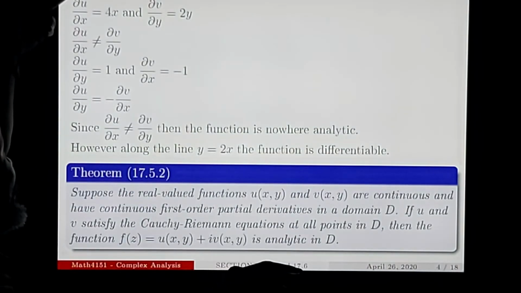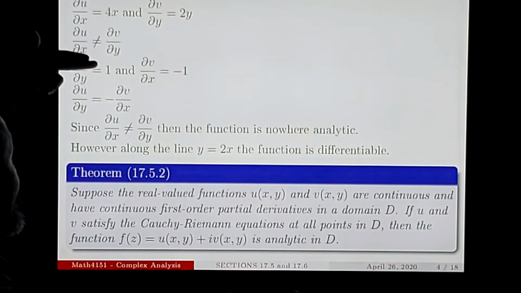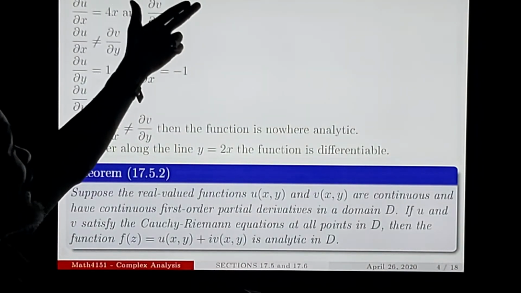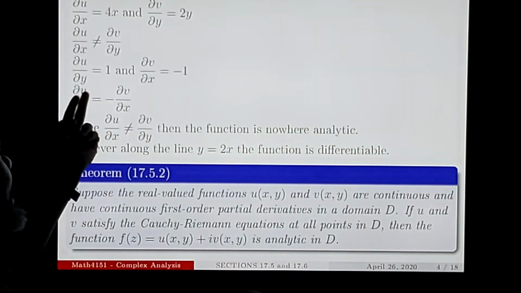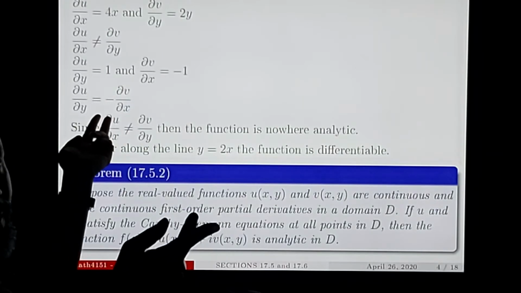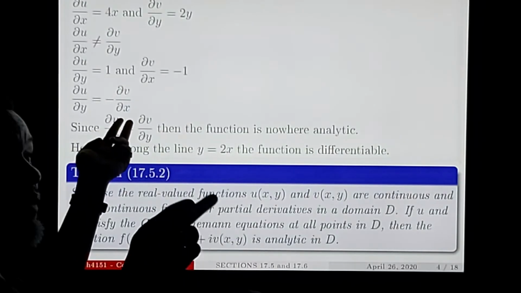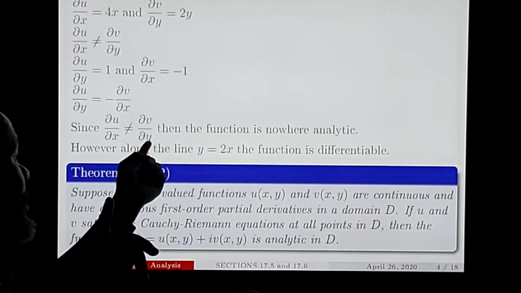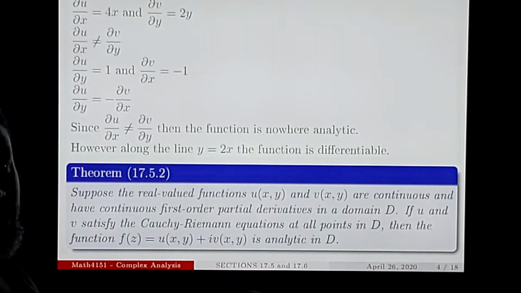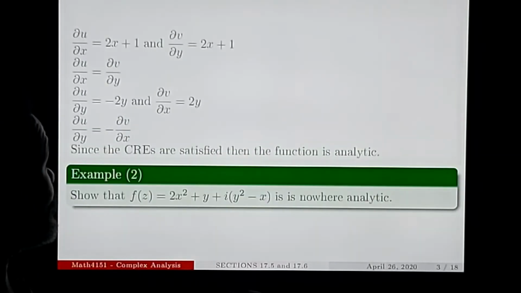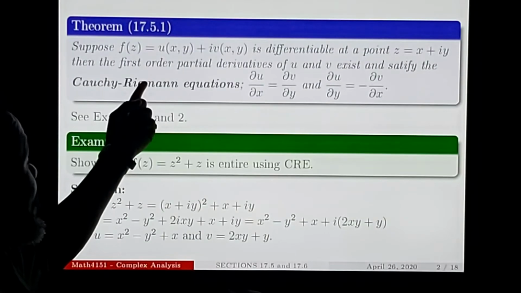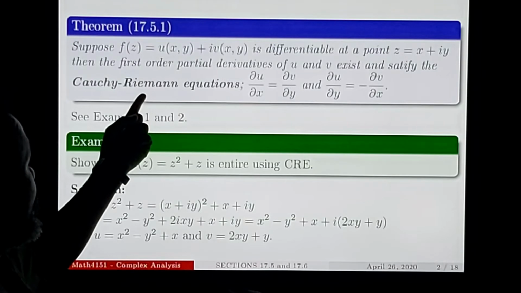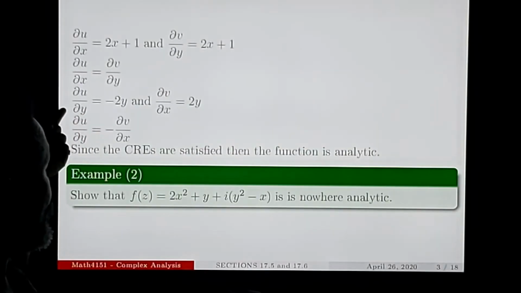But anyway, del u del y will just be 1, and then del v del x will be minus 1. And these are negatives of each other. So one of the Cauchy-Riemann equations is satisfied, but the other one is not. So we can say, since del u del x is not equal to del v del y, the function is nowhere analytic. It doesn't satisfy this theorem. The theorem says that the Cauchy-Riemann equations must be satisfied, so this fails.